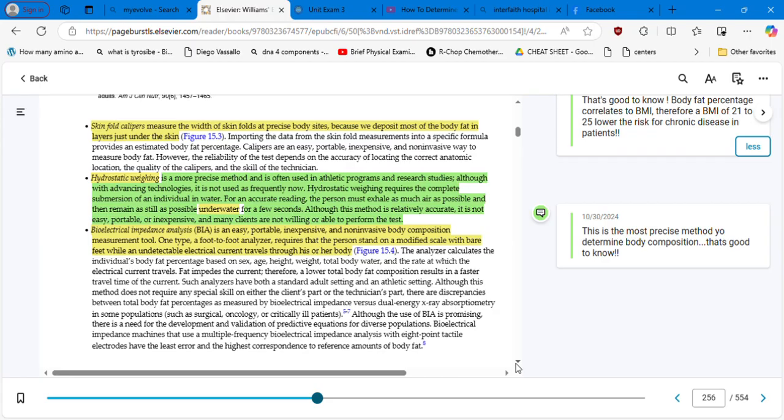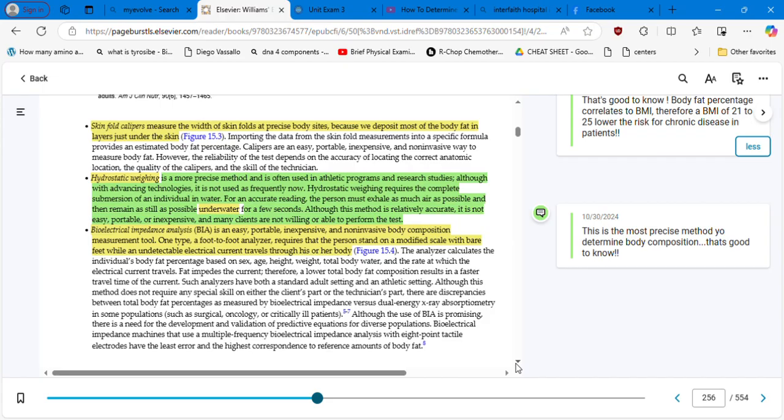Hydrostatic weighing requires the complete submersion of an individual in water. Complete submersion of the individual in water. For an accurate reading, the person must exhale as much air as possible and then remain as still as possible underwater. As you can see, it's not a method that everybody can do. Although this method is relatively accurate, it is not easy, portable, or inexpensive, and many clients are not willing or able to perform this test.